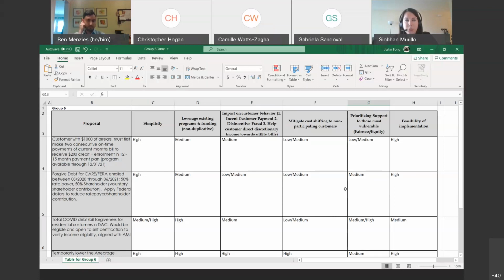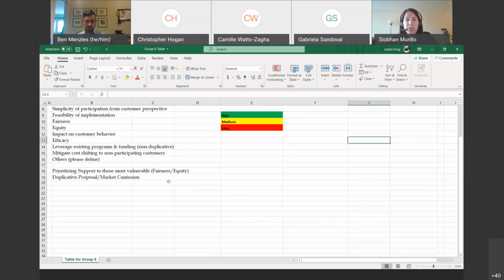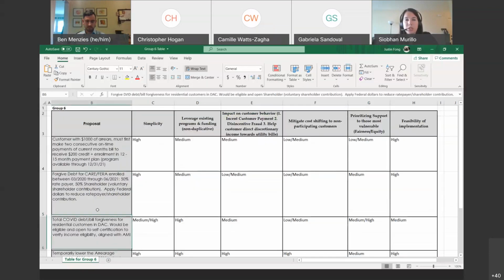Next is CEJA's proposal. Their proposal wasn't made through formal comments on the OIR. Verbally, I believe it was that the total COVID-19 bill debt for all residential customers in disadvantaged communities, or DACs, would be forgiven, and they would have the opportunity to self-certify for income eligibility, which would align with AMI. The stakeholders in our group would need to better understand the number of customers in DACs in our service territories to understand the customer impacts or rate impacts and cost recovery for this proposal.